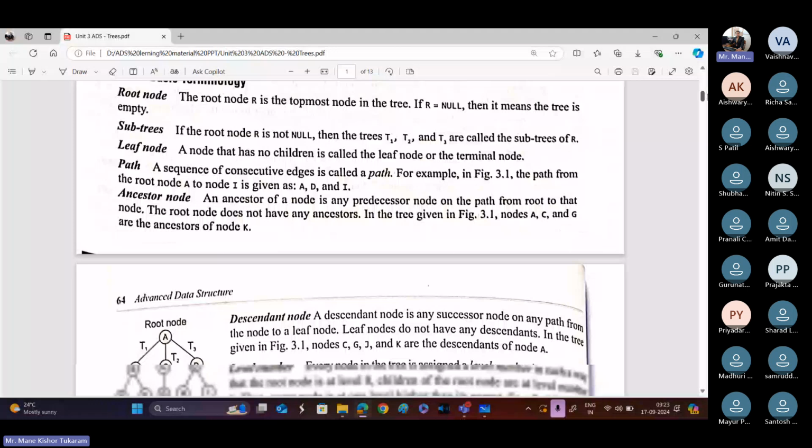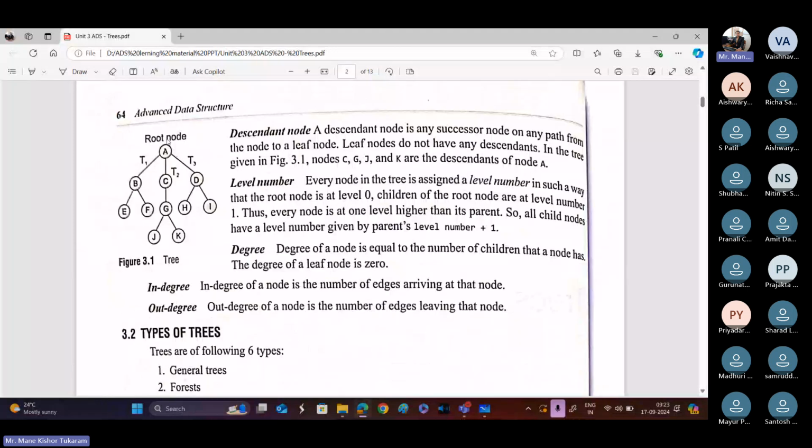General tree is nothing but whatever the tree. Whenever I cut this particular root node, it divides into the first part, then this is the second part and this is the third part. So this is my first part, this is my second part, and this is my third part. So in this way I can divide that tree into parts.